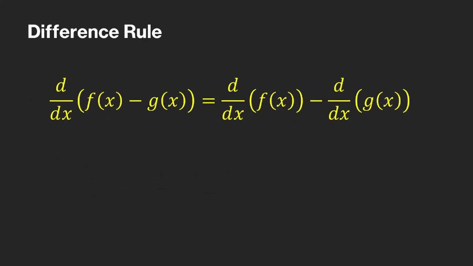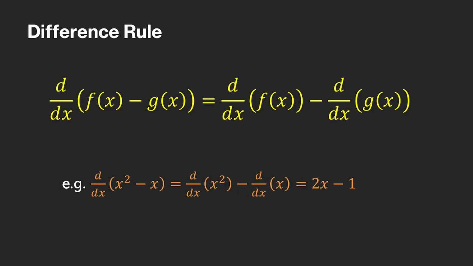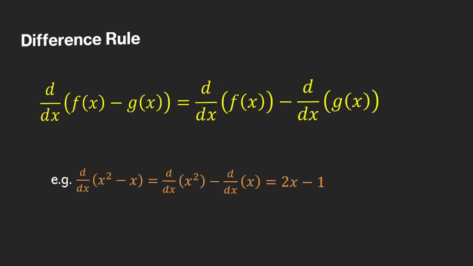Alright, now the difference rule. I call this the bogus rule, the fake rule, the whatever rule, because it's basically the same thing as the sum rule, but the g of x here has a constant multiple of -1. So this isn't really a rule. I don't know why they included it, but if they're going to get lazy, I'm going to get lazy. So the example here is just the same as the previous one, just x has a coefficient of -1 instead of 1. So the answer will be 2x minus 1 instead of 2x plus 1.